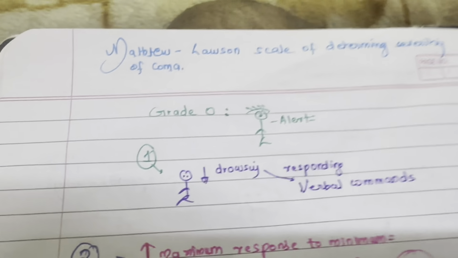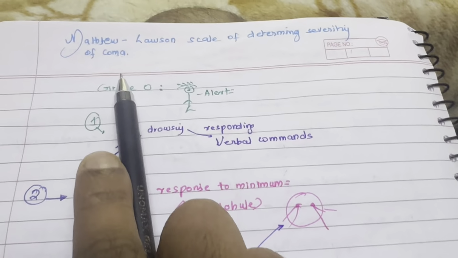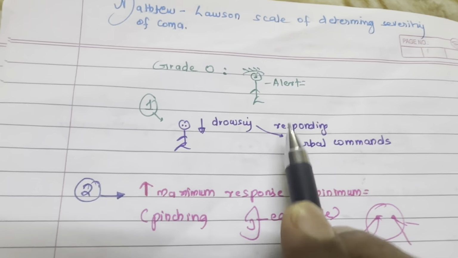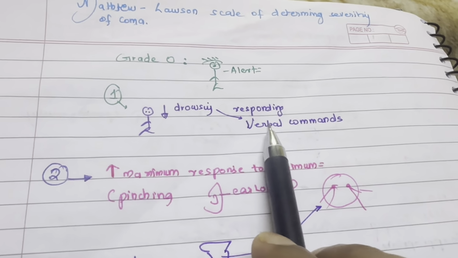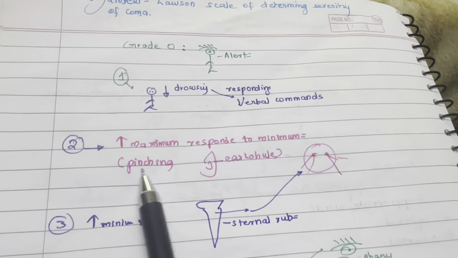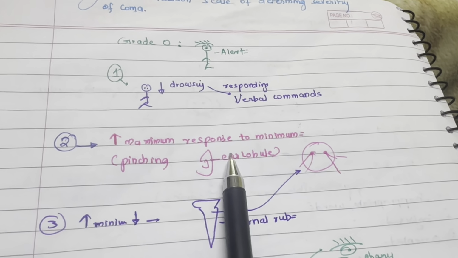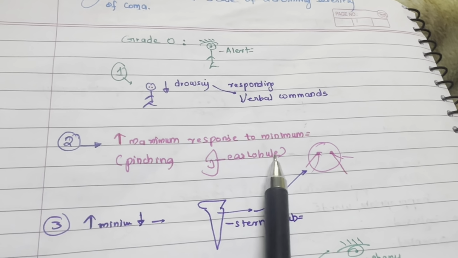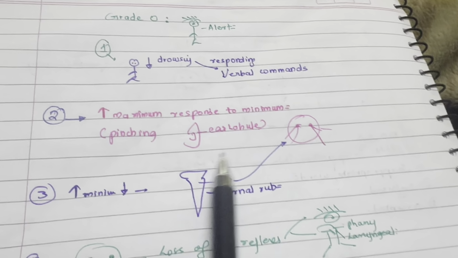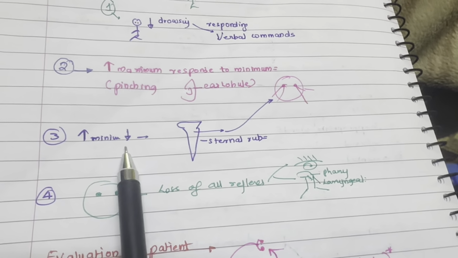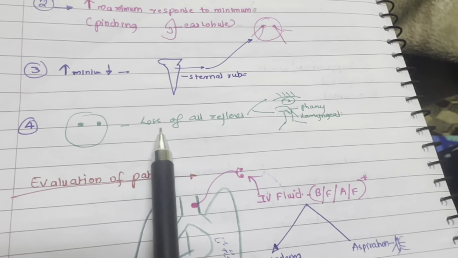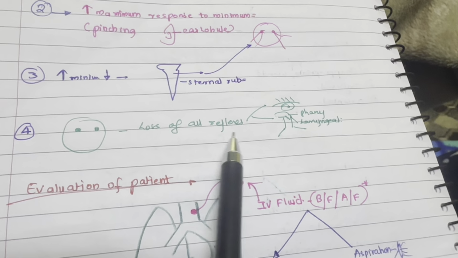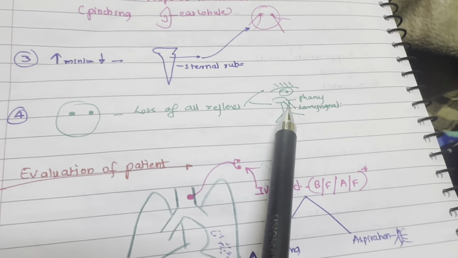Next is the Matthew Lawson Scale to determine the severity of a coma. Grade 0: fully conscious, alert. Grade 1: drowsy but responding to verbal commands. Grade 2: maximum response to minimum painful stimuli, such as pinching the earlobe. Grade 3: minimum response to maximum painful stimuli, such as sternal rub. Grade 4: no response to painful stimuli, loss of all reflexes including corneal and pharyngeal reflexes.